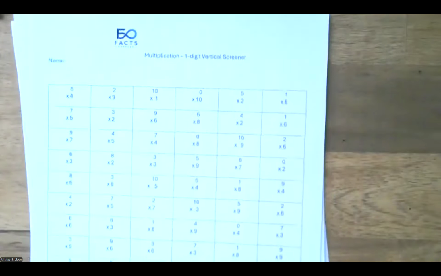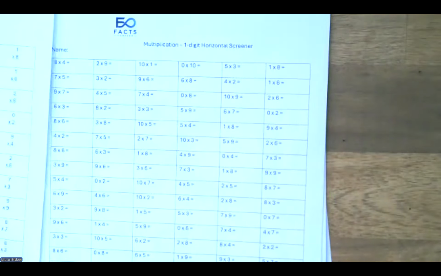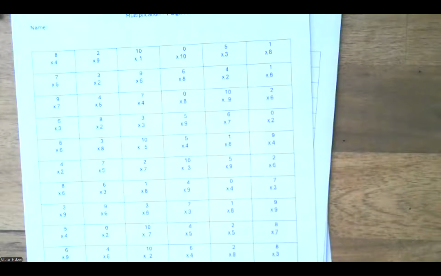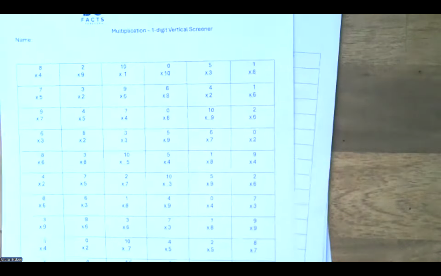We're doing multiplicative thinking, so we're just going to focus on multiplication. Now, we have vertical and horizontal. I know some schools prefer their multiplication to be done in the vertical method, and I know some schools want the horizontal method. So we have both of those.